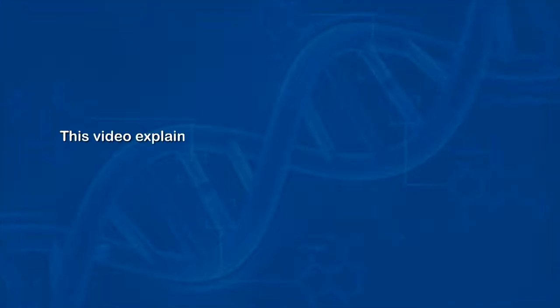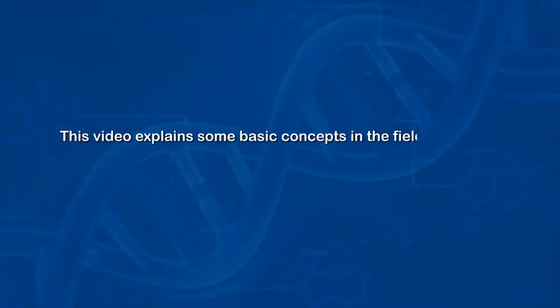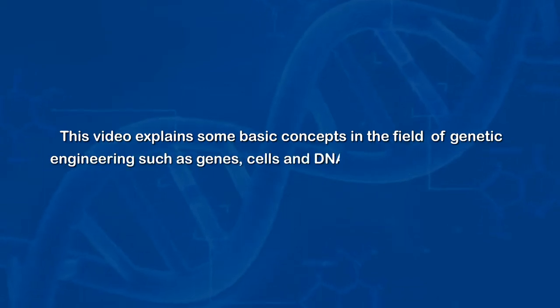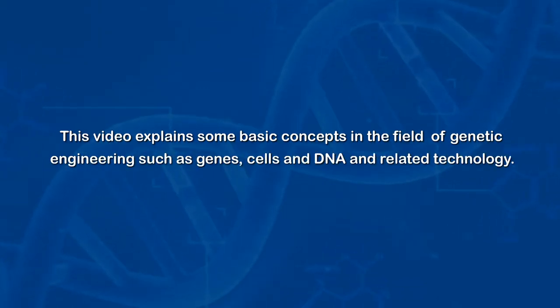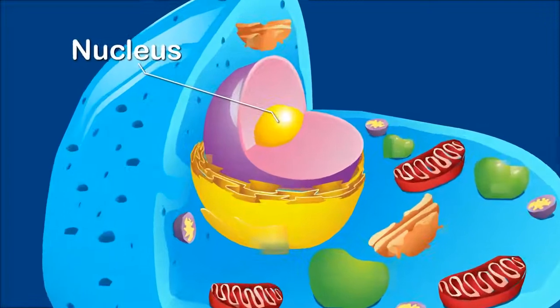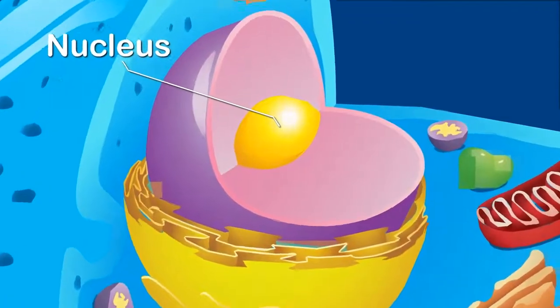This video explains some basic concepts in the field of genetic engineering, such as genes, cells, and DNA, and related technology. As most of us know, the cell is the basic unit of life. In complex or higher life forms, within the cell is the nucleus, which contains the genome or the genetic material.